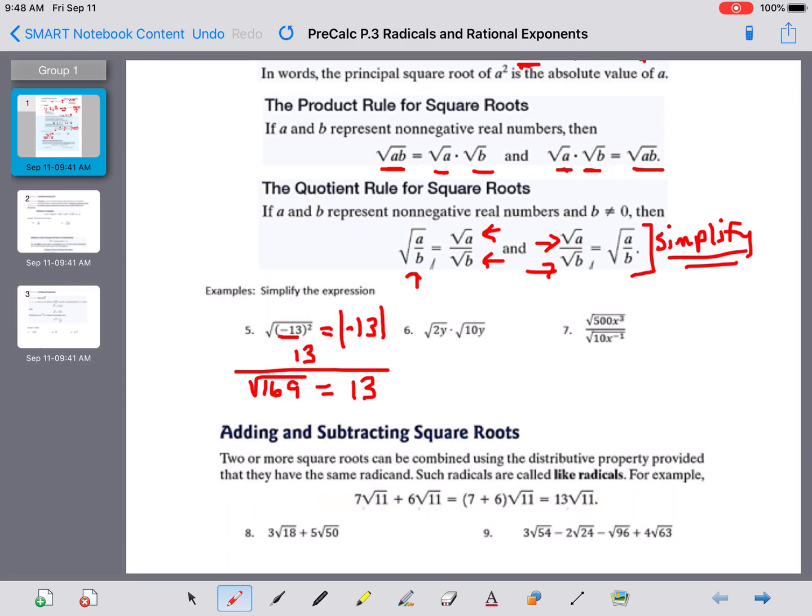All right, on number 6, we have a product rule going here. I see two separate radicals, and they have different things underneath, but it doesn't matter. I can actually just multiply them together and join what's there and go from there. Quick side note, because this example doesn't show it, if there are values outside of the radicals, remember outside values multiply together, inside values multiply together, and then you simplify from there. This one only has inside, so I'm going to go ahead and multiply these together. 2 times 10 is 20. Y times y is y squared, not 2y.